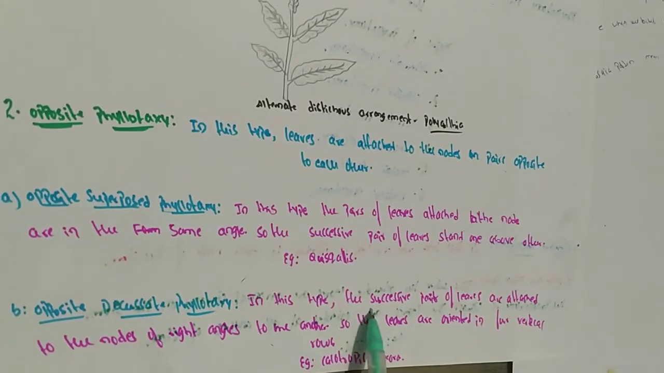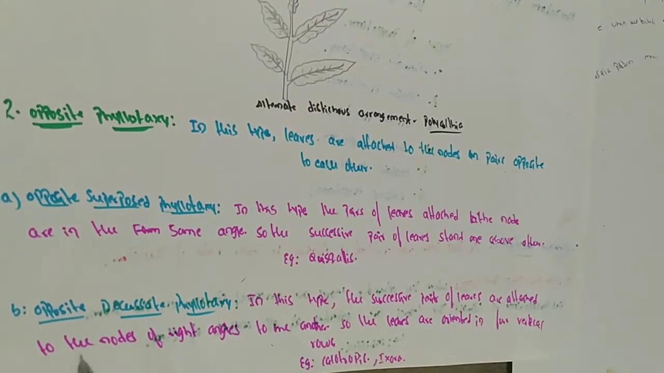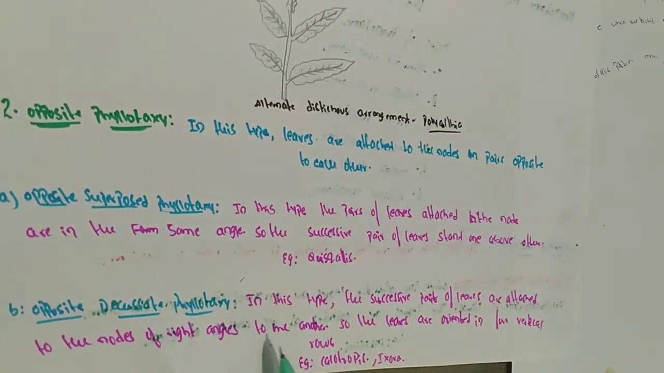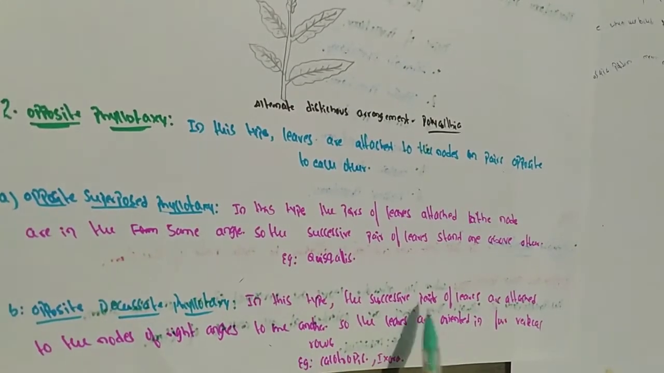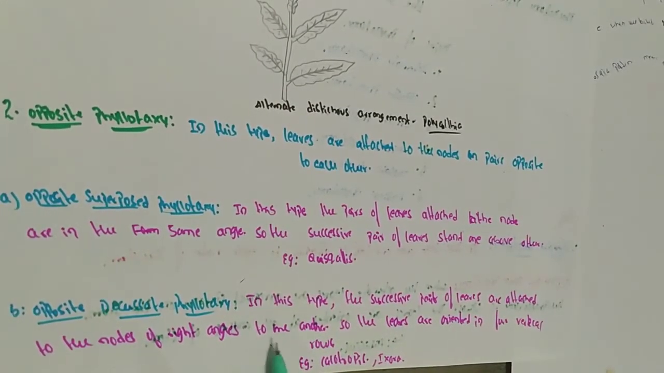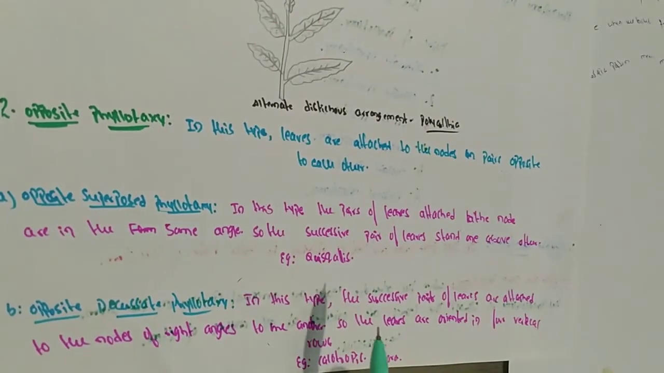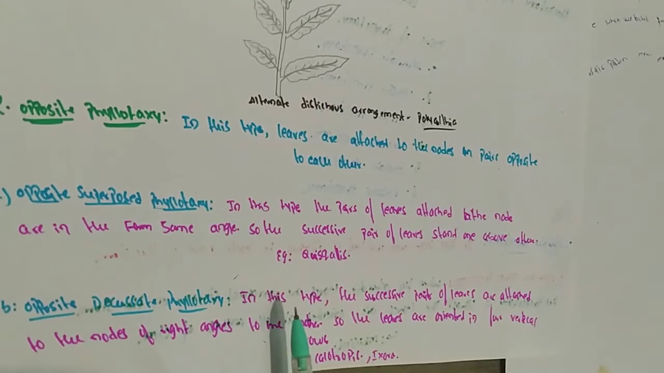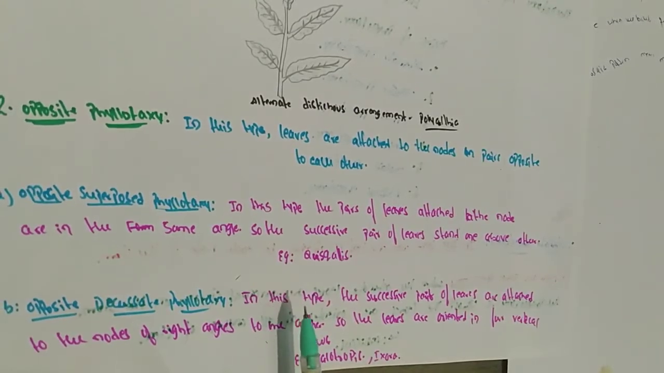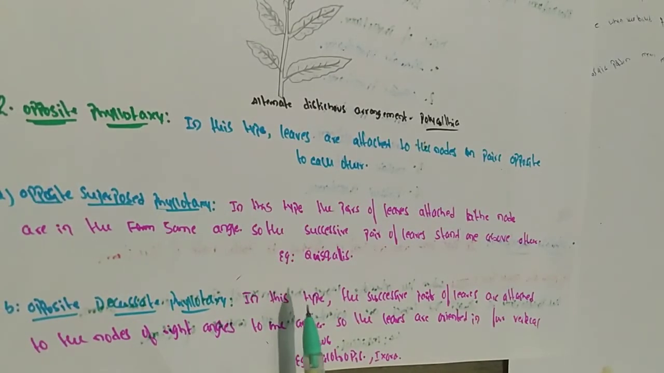Opposite decussate phyllotaxy. In this type, the successive pairs of leaves are attached to the nodes at right angles to one another. So the leaves are oriented in 4 vertical rows. When we look from the top, all the leaves are arranged along 4 vertical rows in an opposite manner. Example, Calotropis and Ixora.